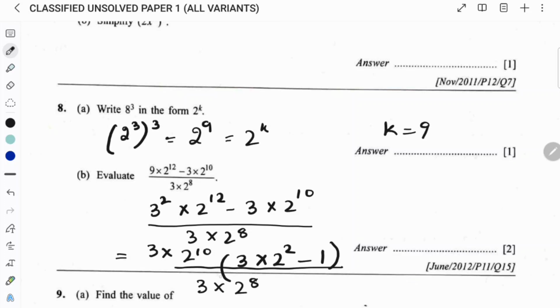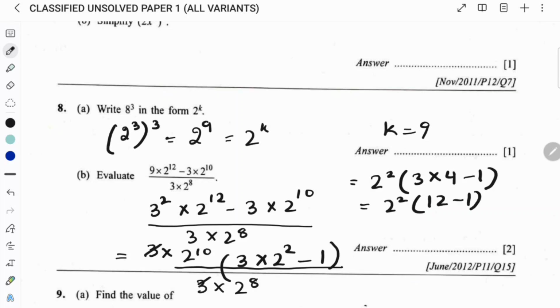We can cancel 3 into 2 to the power 8 easily. So 3 and 3 get cancelled, and 10 and 8 also get cancelled. Only 2 square is left, and 3 into 2 square. 3 into 2 square means 3 into 4 minus 1. We multiply first and add or subtract later. So 2 square, 12 minus 1, and 12 minus 1 is equal to 11. 4 into 11 is 44.